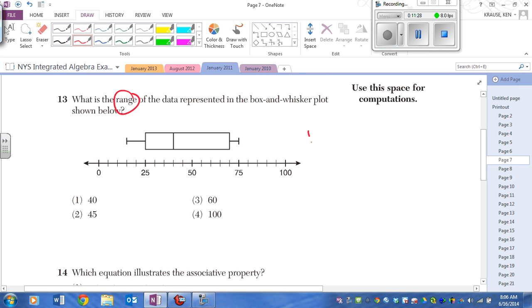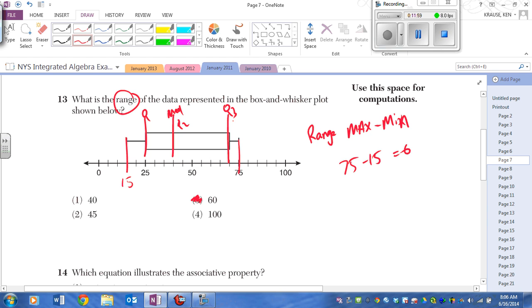Range. So if you remember, range is defined by max minus min. The max is 75, the min is, whoa, 5, 10, 15. Every line is 5. So 75 minus 15 is 60. Remember, this is quartile 1, the median, or quartile 2, and then quartile 3.